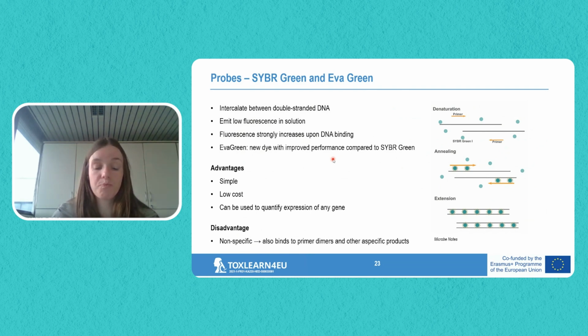be reliable. So primer dimers are formed when instead of amplifying the product that you're interested in, two primers will bind to each other. This is, of course, also a form of double-stranded DNA, and the SYBR Green cannot distinguish between primer dimers or the specific product that you actually want to form. And this could be a problem.